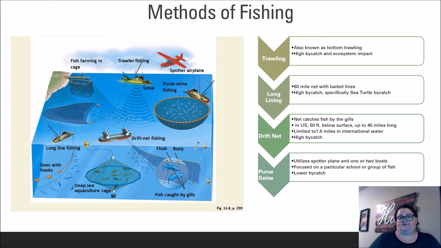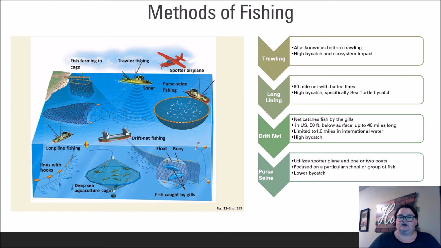Next comes drift net, which uses nets to capture fish by their gills. In the United States, the net can be as deep as 50 feet and run as long as 40 miles. However, in international waters, it is limited to 1.6 miles long. This can also cause a lot of bycatch in terms of organisms getting caught up or tangled in the net.